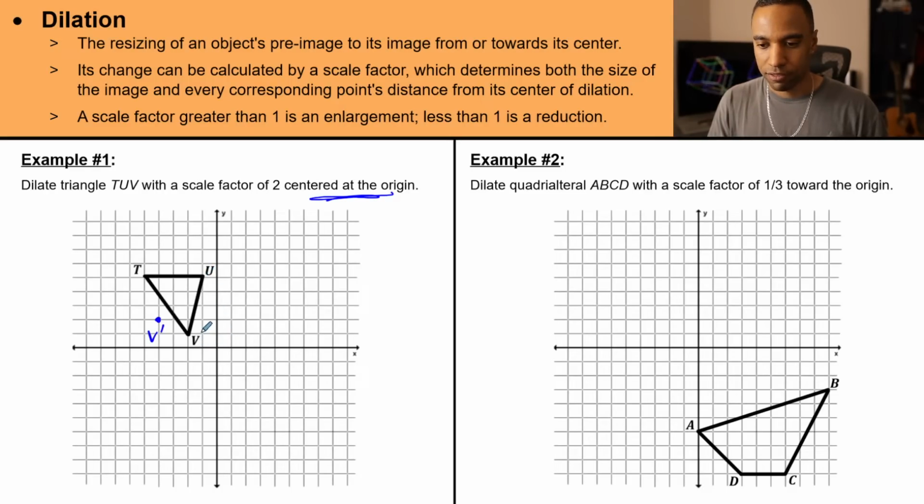U is 1 left and 1, 2, 3, 4, 5 up. So now I'm going to double those distances. Instead of 1 left and 5 up, I'm going to go 2 left and 10 up. It's going to go right here.